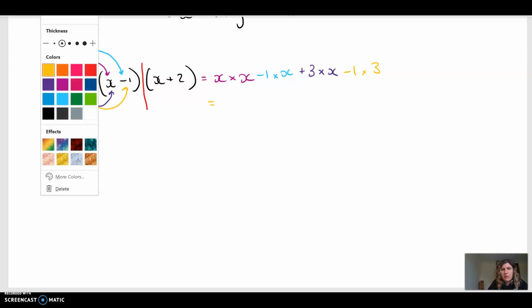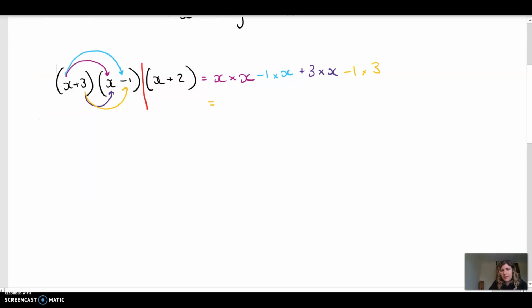And from here, I'm going to simplify this. So x times x gives me x squared. Minus 1 times x is negative x. Plus 3 times x is 3x. Minus 1 times 3 is negative 3. So 3 minus 1, that's 2. So we have x squared plus 2x minus 3. That's my fully simplified form.